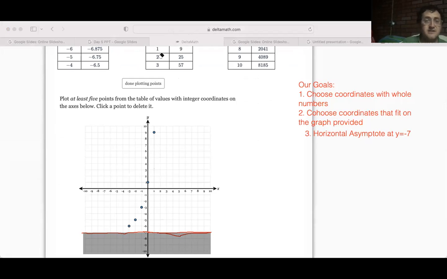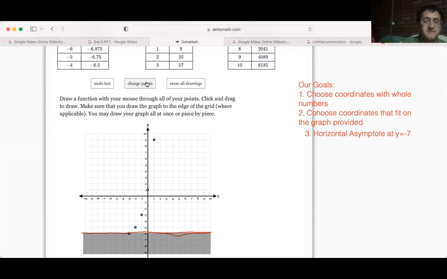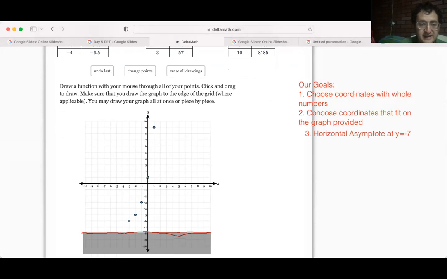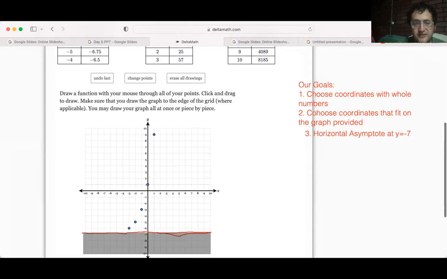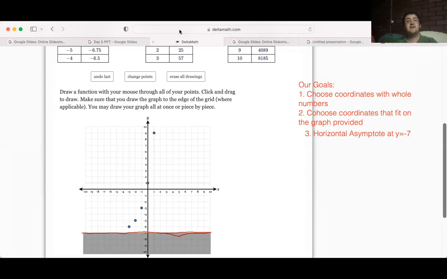All right, so now I am done plotting those points. And we're going to go ahead and graph. Let me get this nice and situated. So that asymptote is right at -7. So I cannot go into the black. And we are going to draw a line, and they want you to go through the points. So that is very, very important. It's kind of like connect the dots from grade school.